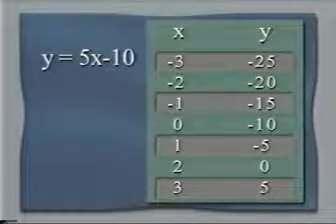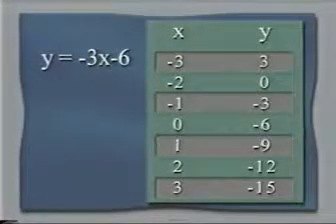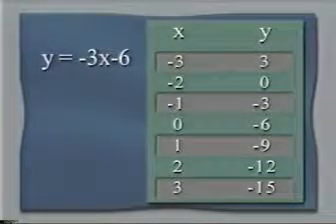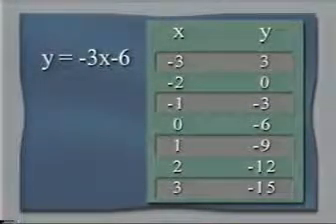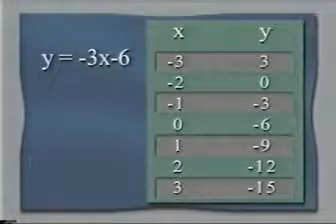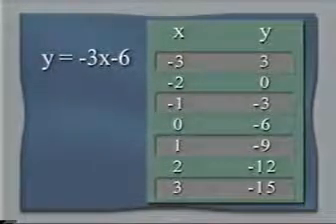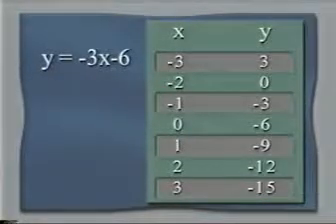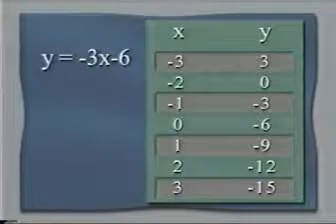Let's take a look at a third equation. Y equals negative 3x minus 6. Notice now we have two negative numbers, the negative 3 and the negative 6. Our roster still contains values of x from negative 3 to positive 3, and the values of y are obtained by replacing x with each of those values of x.